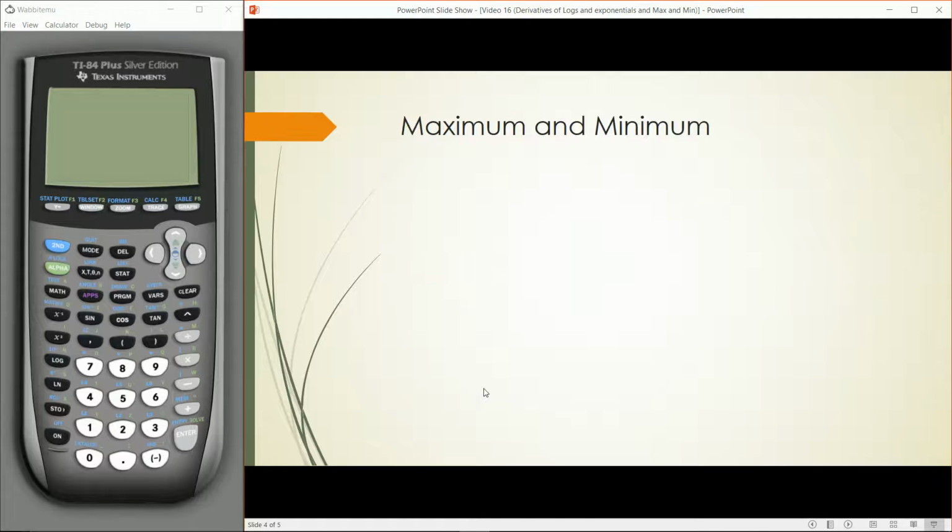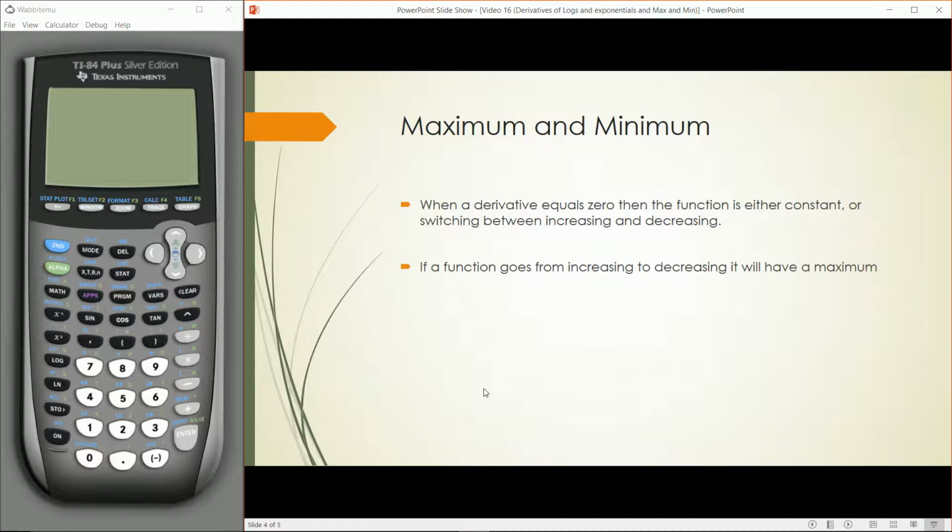All right. Maximums and minimums. One of the reasons we deal with derivatives is that it helps us find maximums and minimums. Whenever your derivative is equal to 0, then your function is either just constant in that area, or it's switching between increasing and decreasing. It could be increasing, but then switches to decreasing, which is going to be a maximum. Now, if your function is decreasing and then switches to increasing, it goes down, then back up, so that would be a minimum.